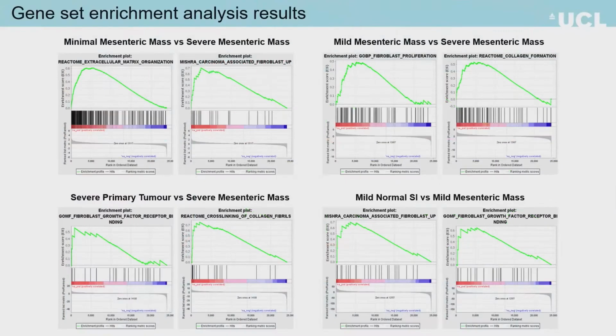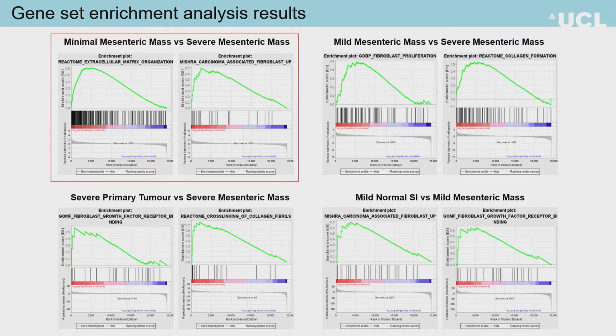This is just an example of the data that we obtained from the GSEA. We have a large amount of data, so we cannot show everything here today. But if we focus on this first comparison, which is between the mesenteric mass in the minimal fibrosis group and the mesenteric mass in the severe group, we have a positive enrichment in the extracellular matrix reactomes and also in the carcinoma-associated fibroblast reactome. And in general, across the different comparisons, we have seen significant positive enrichment in fibrosis and ECM-related reactomes in the mesenteric mass compared to other tissue types, and also in the more severely fibrotic groups.